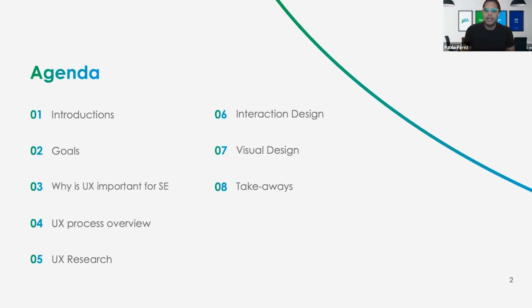This is the agenda for today. We're going to be doing some introductions, me and my team. Then we're going to be talking about the goals of this particular presentation. And then we're going to start just by defining UX and why it's important for software engineering. Then we're going to be talking about some overview of the UX process as we do it. And then we want to talk about each of the main three disciplines: UX research, interaction design, and visual. I'm going to let the managers take that because that's their expertise. And at the end, we're going to be talking about some takeaways, like a summary of the presentation.